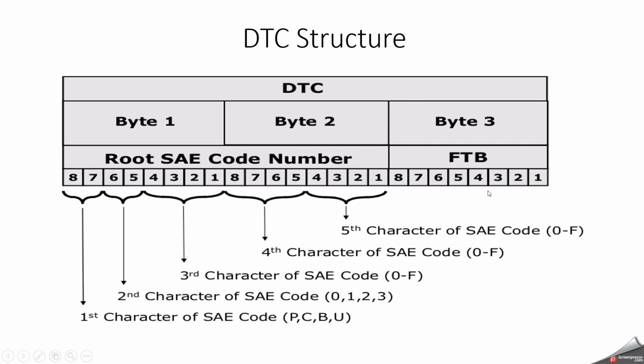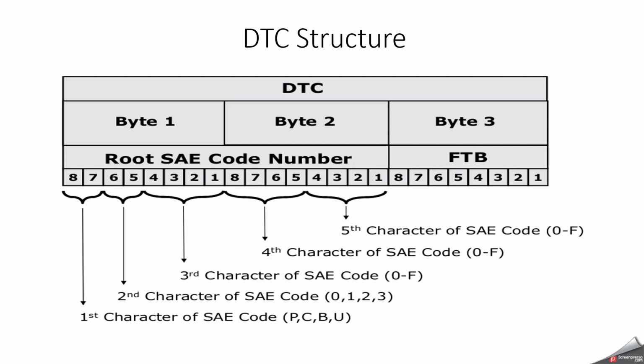If you see here, this is a fault type, and byte 1 and byte 2 have different meanings. I have mentioned it here. The last 2 bits, that means the 7th and 8th, carry the first character of the SAE code. As we have seen, P, C, B, U. The second character of the SAE code is 0, 1, 2, 3. Then the third character of the SAE code, and this is the 4th character. Now we will see more about it.